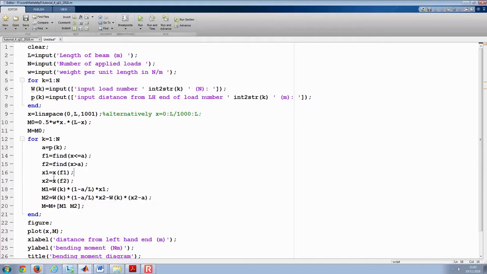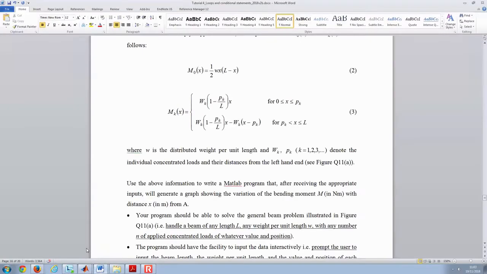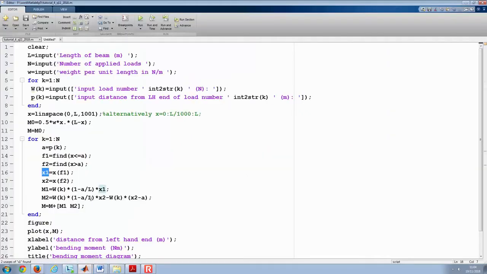So I've split x into two subvectors. I use these subvectors in order to evaluate these equations. For this equation I use subvector x1, and for this equation I use subvector x2, and that is exactly what I'm doing here. This equation there and this equation there.